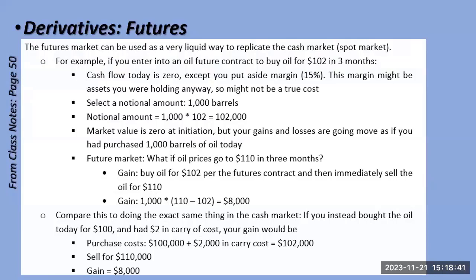All right, so what do you do? You can do this transaction. Most people don't actually do delivery. So you enter this transaction, offering to buy oil for 102. If in 3 months oil is trading for 120, you have a big gain. So you buy back that futures contract. The other side is going to be at a huge loss, so you buy back and you have a huge gain. So you make your money off of futures by exiting the contract right before expiration, so you don't have to worry about the delivery.